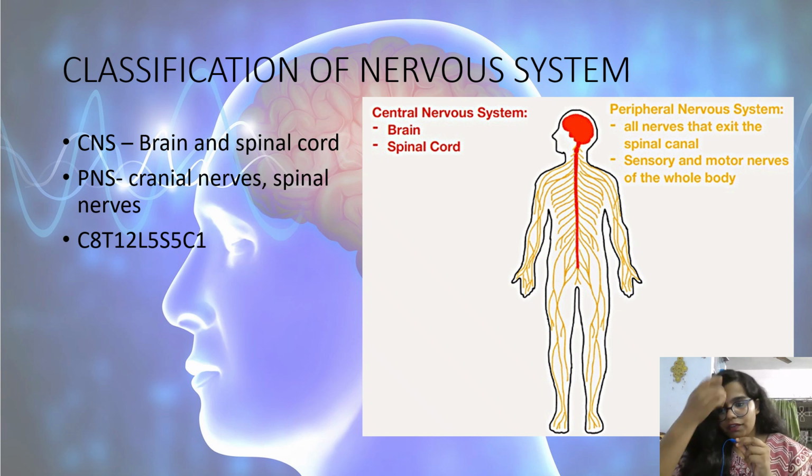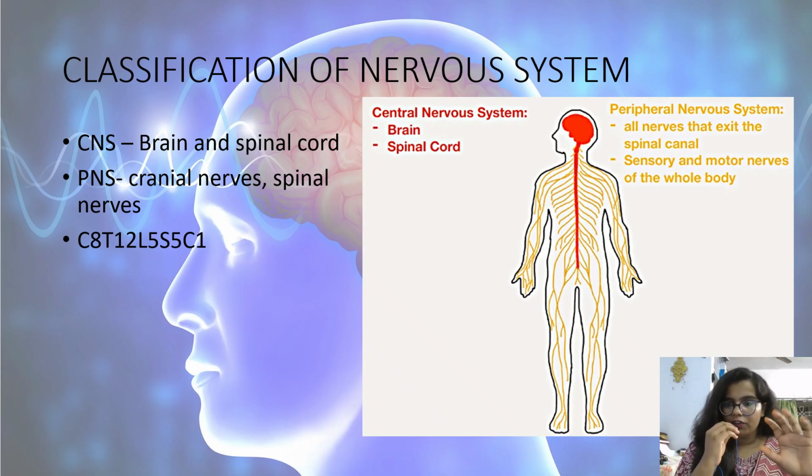So what's the classification of the nervous system? The nervous system is divided into two portions. First one is the CNS and the PNS. CNS means central nervous system, which comprises the brain and the spinal cord. Now we have the PNS. PNS comprises the cranial nerves and the spinal nerves. The cranial nerves are divided into 12 pairs of nerves, and the spinal nerves are divided into 31 pairs of nerves. Cranial nerves we will deal with in detail in further videos, but spinal nerves, let me tell you, are further divided into 5 groups.